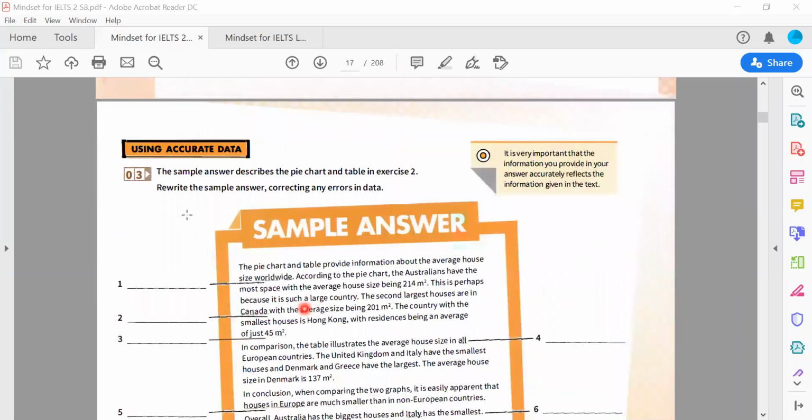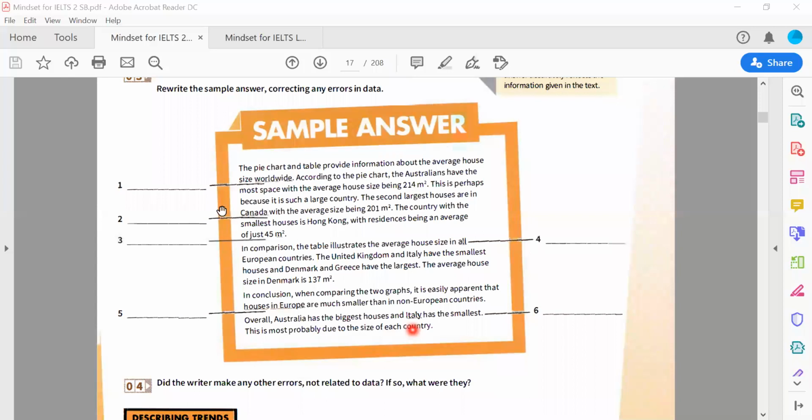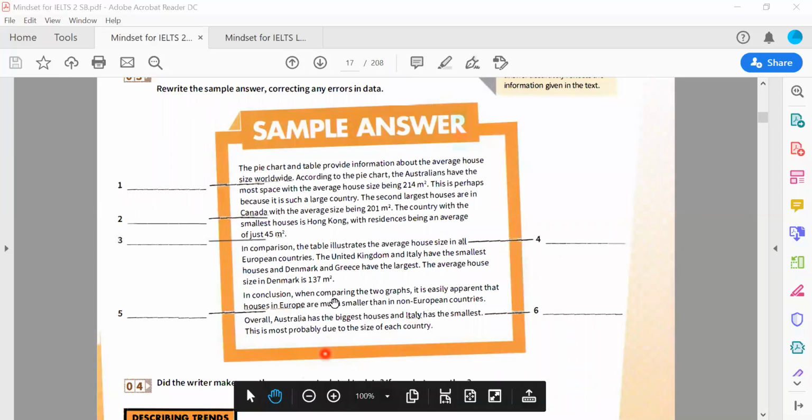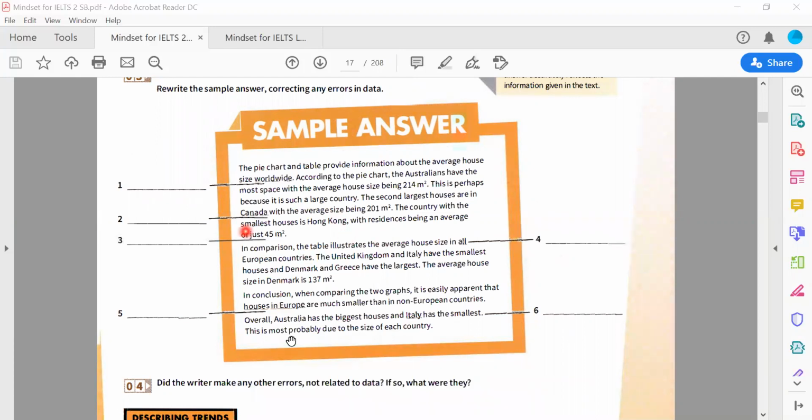And then in exercise 3, it says that the sample answer describes the pie chart and table in exercise 2. Rewrite the sample answer, correcting any errors in the data. So in this one, it is a simple answer. It also helps with grammar, and there are some verbs and adverbs that you can see. And then you just write it again and see if there is anything wrong in the data. It does underline itself. For example, the size of the world, this part is wrong, and you have to correct that. Just write it again and correct any mistakes in the information.